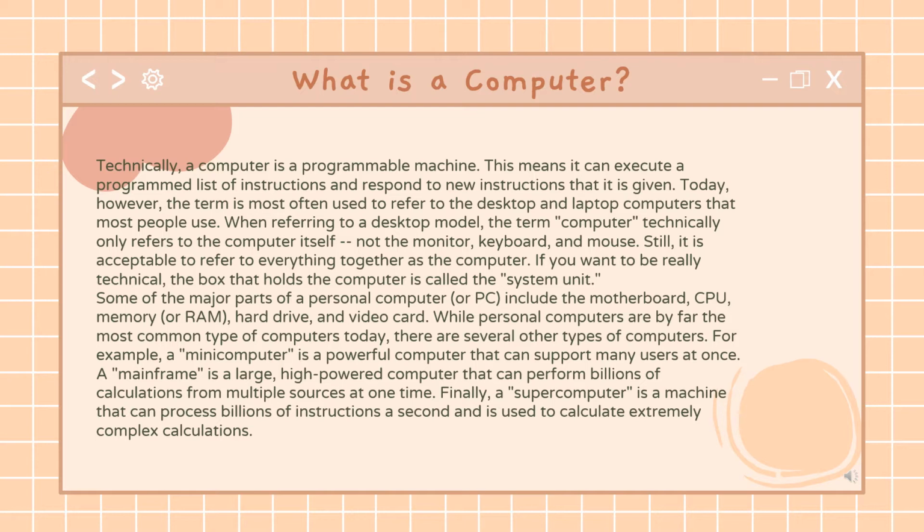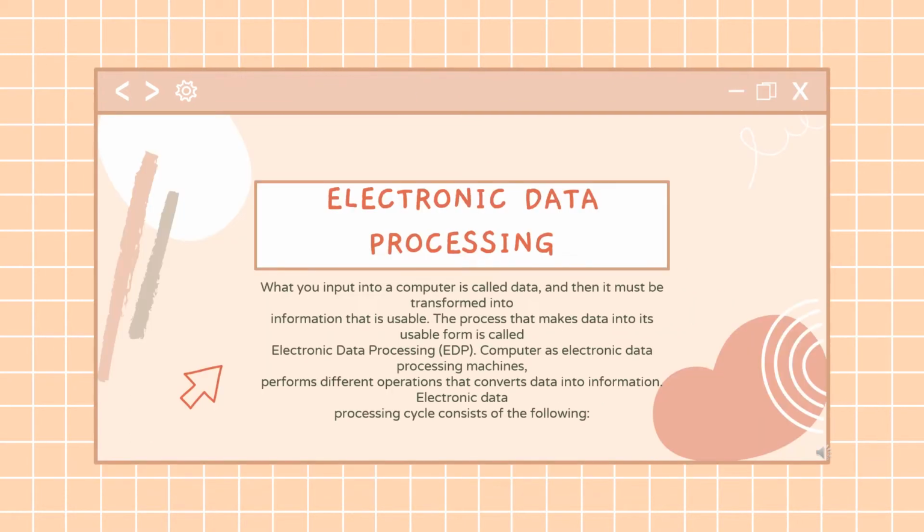While personal computers are by far the most common type of computers today, there are several other types of computers. For example, a mini computer is a powerful computer that can support many users at once. A mainframe is a large, high-powered computer that can perform billions of calculations on multiple sources at one time. Finally, a supercomputer is a machine that can process billions of instructions a second and is used to calculate extremely complex calculations.